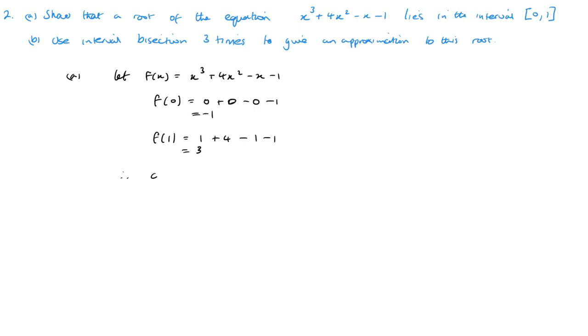So therefore, change of sign implies there is a root. Okay. Sometimes you can also put in that it is a continuous function, just to really sell that you know what you're doing. And it doesn't work if it isn't a continuous function. Now, use interval bisection 3 times to give an approximation to this root.